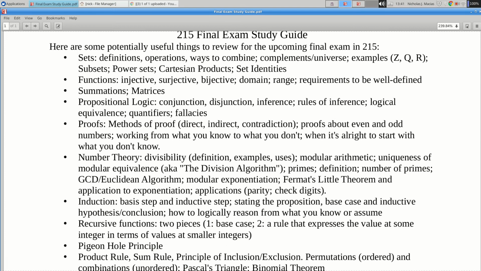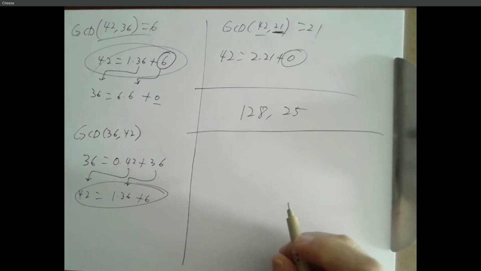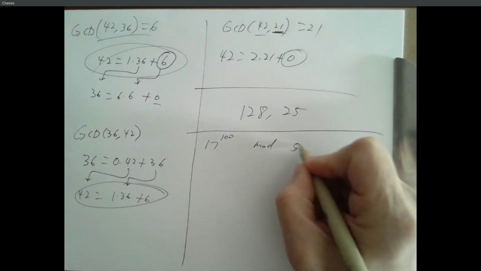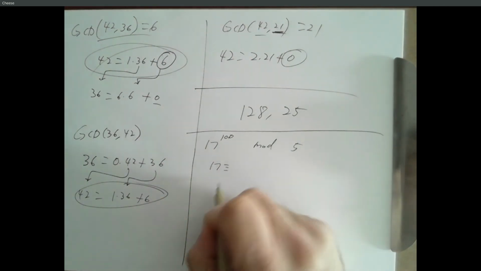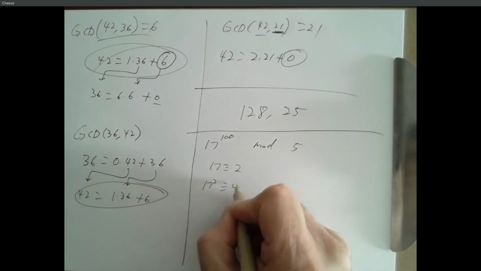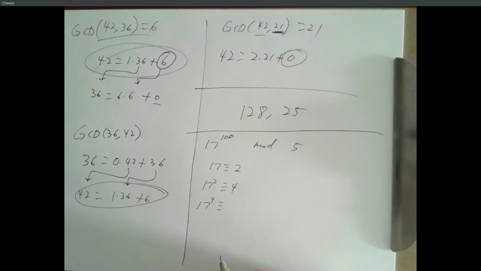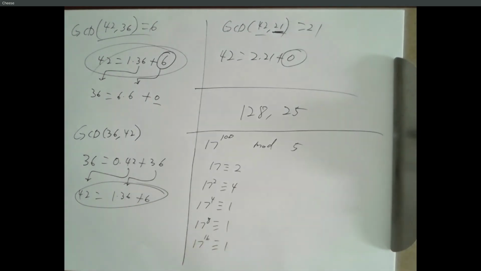And then modular stuff, so modular exponentiation. We can do all these things by switching into modular equivalences. So if we want to find 17 to the 100th mod 5, I don't really want to do that, but if we did, 17 is congruent to 2 modulo 5. 17 squared is congruent to 2 squared, which is 4. 17 to the 4th is congruent to 4 squared, which is 16, which is 1. 17 to the 8th will be congruent to 1 squared, which is 1. 17 to the 16th is 1, and so on.